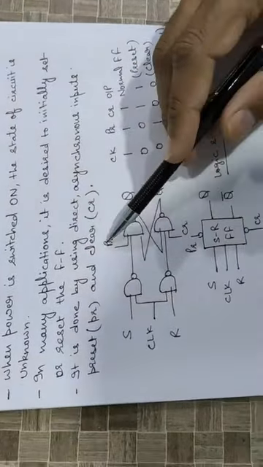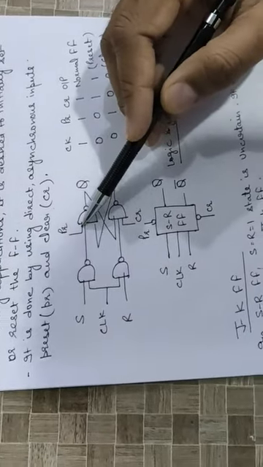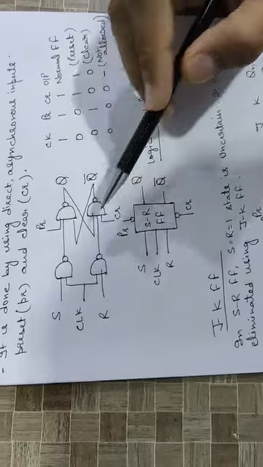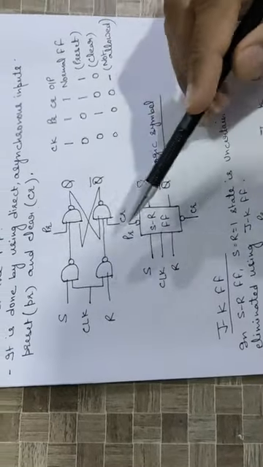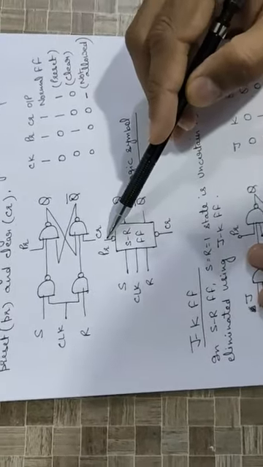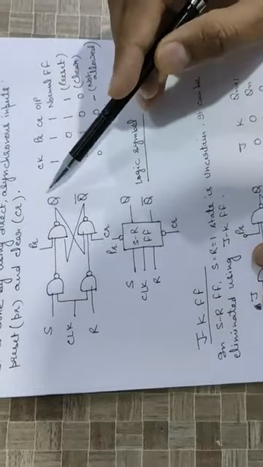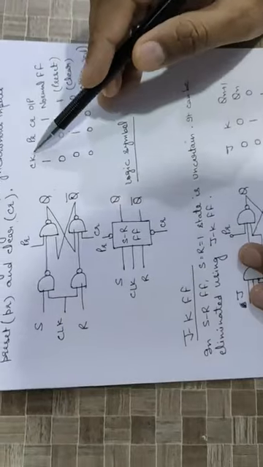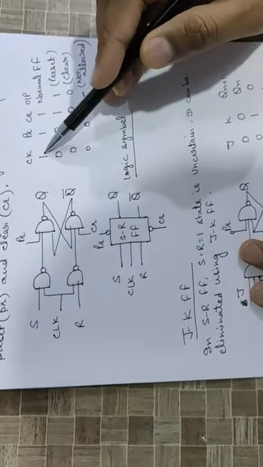How are we doing it? We are including two inputs, one preset and the other clear. Initially we will be setting the value of preset and clear to a certain point, and depending on that we will be getting the value of Q of n. So for this we will be keeping the value of clock as 1.